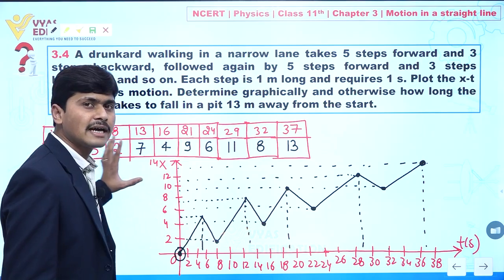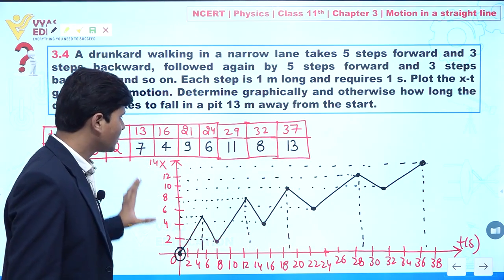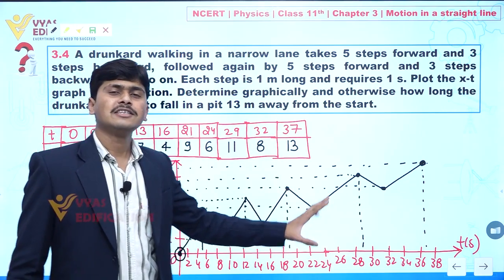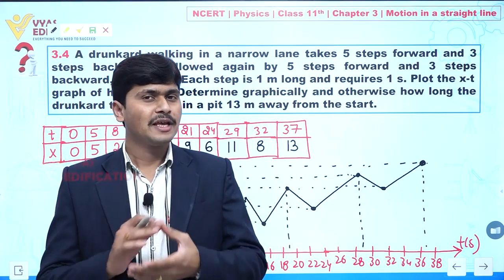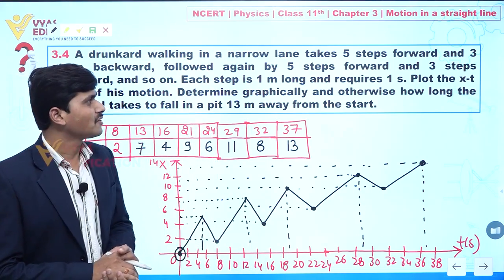Now you can see here we have drawn a table also, as well as we can draw this graph like this. You can easily draw this graph on graph paper if you have. So this is all about this solution.